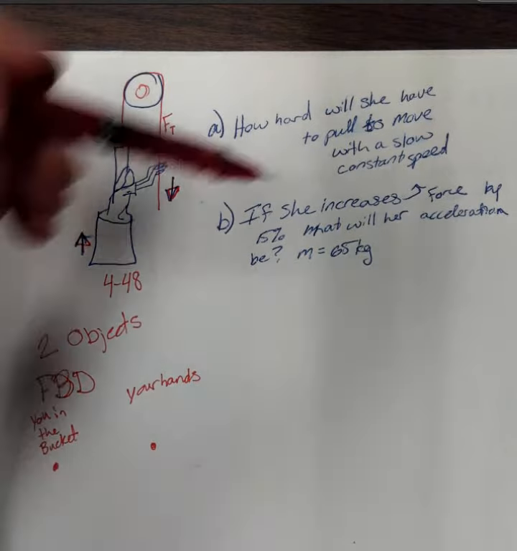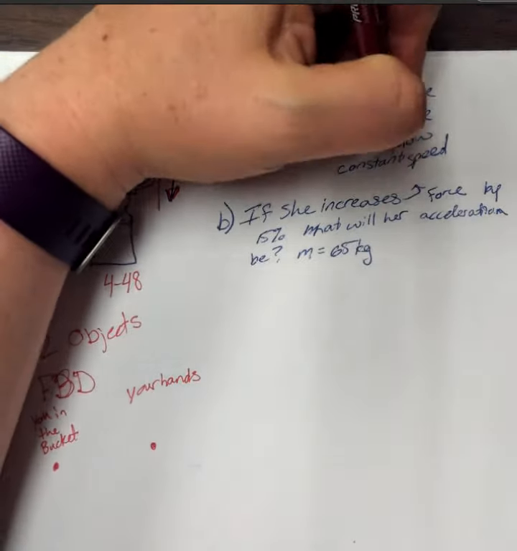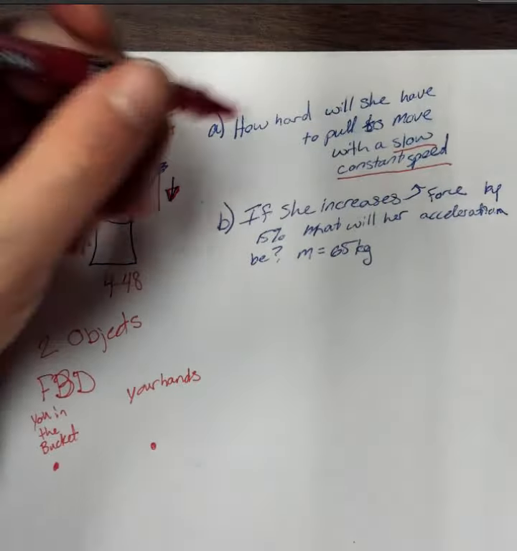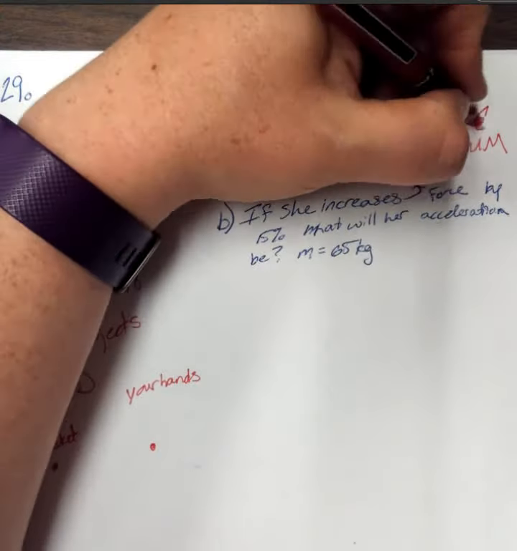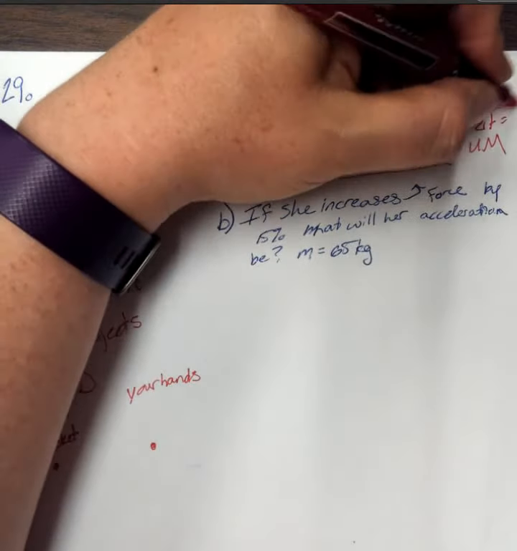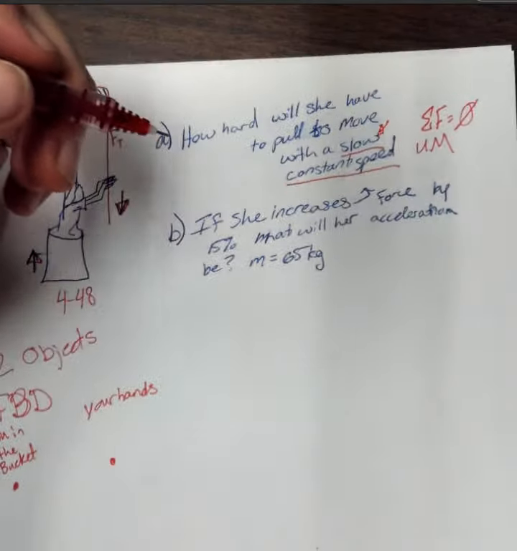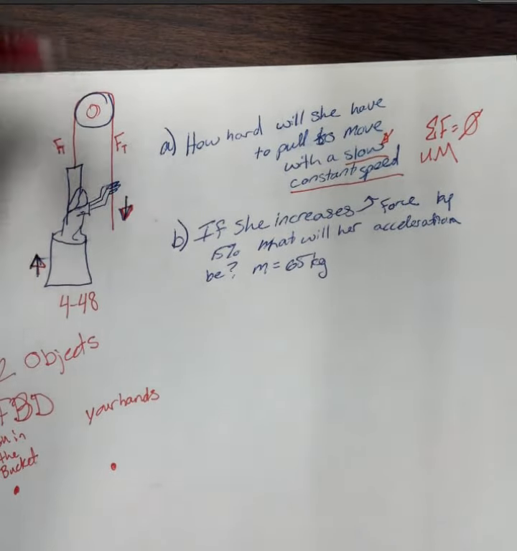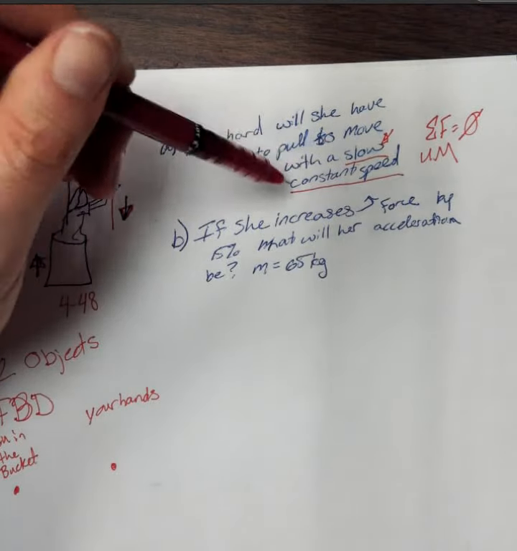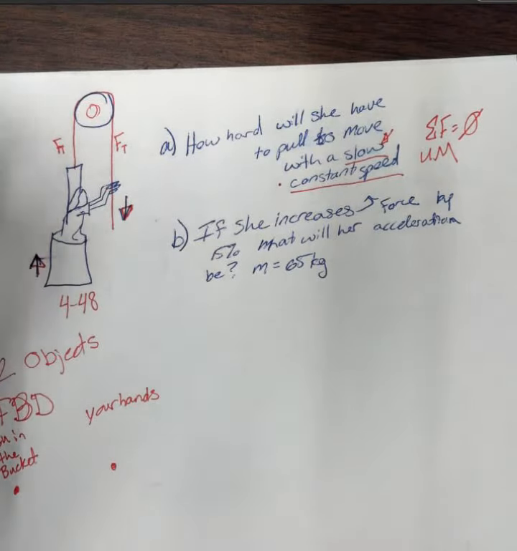You know that she wants to move with a slow, constant speed. Just a warning, if it's a constant speed, it's a uniform motion. The uniform motion means that the net force in any direction is going to be equal to 0. And this word slow right here is just added in there to throw you off, because it doesn't matter if her uniform motion is slow or fast. That would really just depend on your frame of reference. So make sure that you're focusing on the fact that it's a constant speed, and that means that the net force that she experiences is going to be equal to 0.